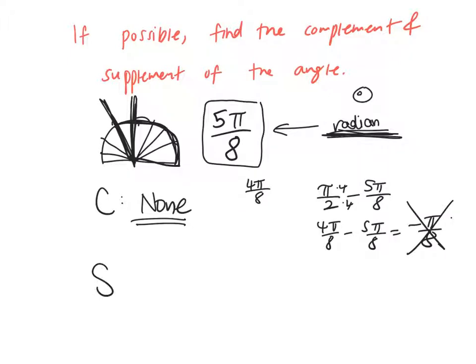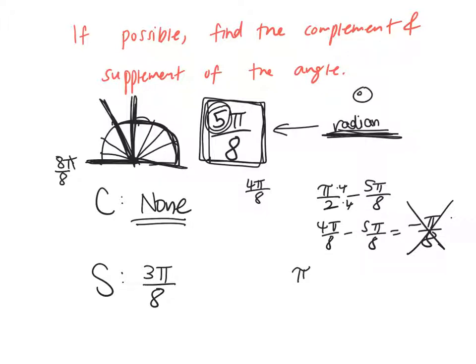Same thing with supplementary. What would be the supplementary angle for 5 pi over 8? Well, I know to get to pi, that's 8/8 of a pi. How many more slices do I need if I have 5/8? I need 3 more slices, so that's 3/8 of a pi, or 3 pi over 8. Again, the algebraic way of doing this would be pi, because that's 180 degrees, minus whatever angle you have. Get a common denominator, get 8 pi over 8 minus 5 pi over 8, giving us the same answer of 3 pi over 8.